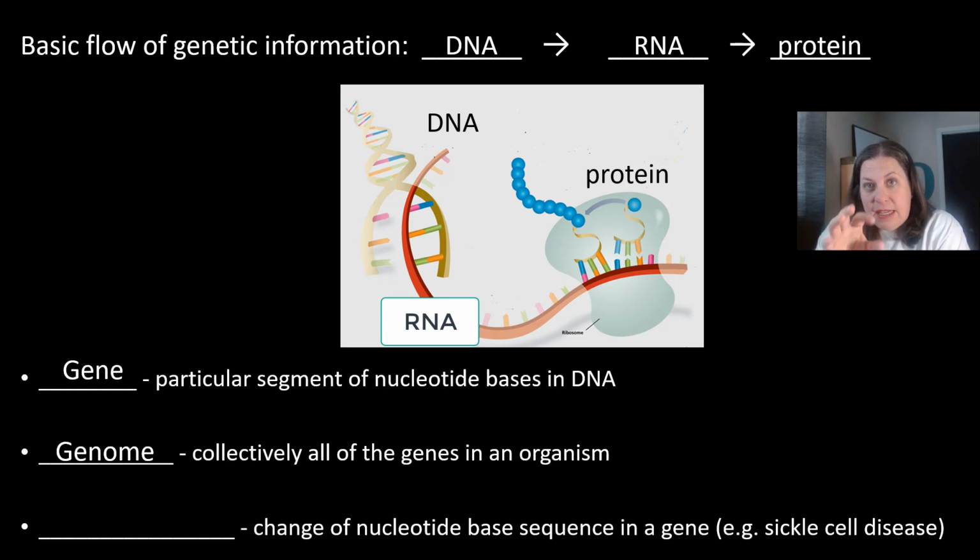Now, if any of these gene areas get mutated or changed, we see that it could cause a problem in what kind of proteins are being formed. And an example here is sickle cell disease. And like I said, we will talk about this more in future videos.